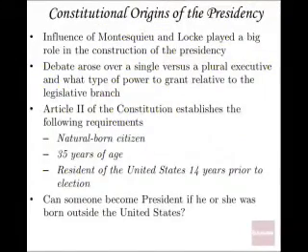So, the constitutional origins of the presidency. When you look at the origins of the Constitution, you can see the influence of Montesquieu and Locke really played a big role in the construction of the presidency. There really was a debate that arose over a single versus a plural executive. The Virginia Plan wanted a stronger executive, and the New Jersey Plan wanted a plural executive. So they actually wanted two individuals to share the role of president, a co-president, so to speak.